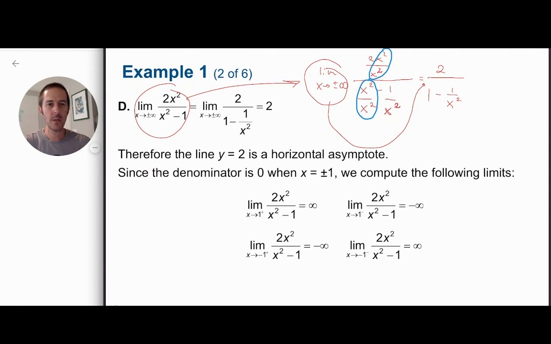If we evaluate the limit of this function, however, the 2 remains, the 1 in the denominator, and almost by direct substitution we can see that this fraction is going to go to 0. So we've got 2 divided by 1, which is equal to 2, and that's how we're getting this 2 right here. So our horizontal asymptote is y equals 2.